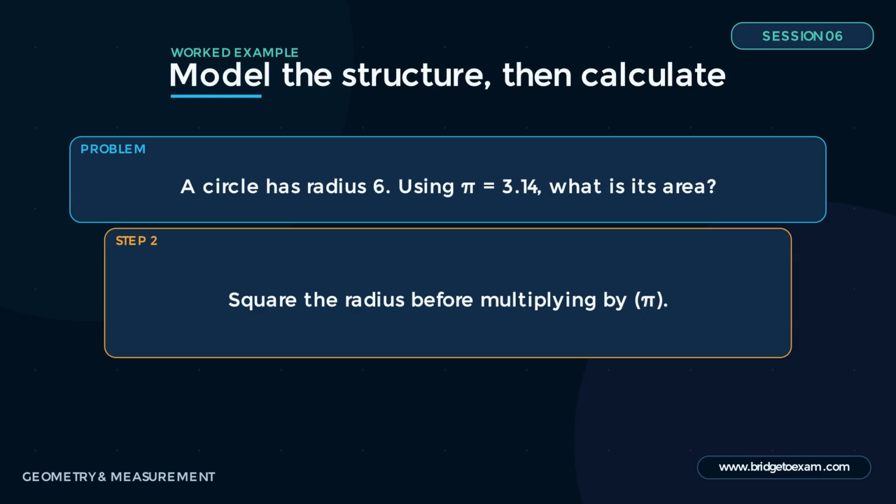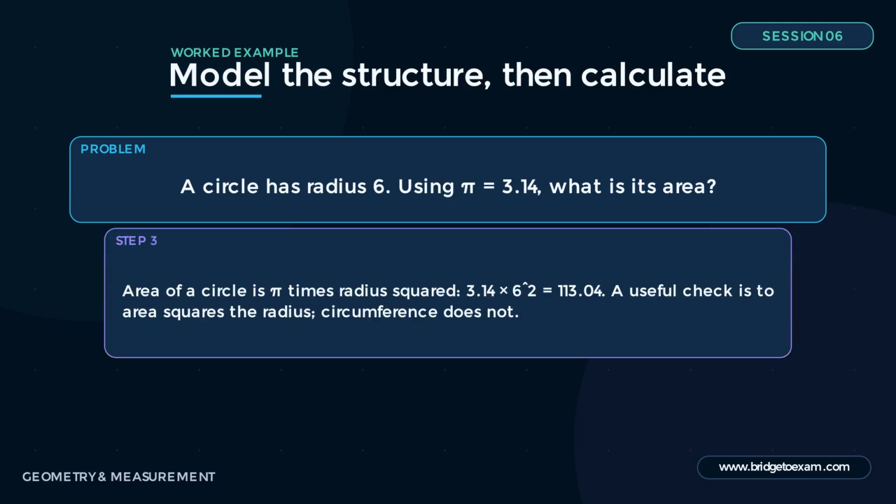Step 2 chooses and sets up the relationship. Square the radius before multiplying by pi. Step 3 carries out the mathematics. Area of a circle is pi times radius squared. 3.14 times 6 squared equals 113.04.